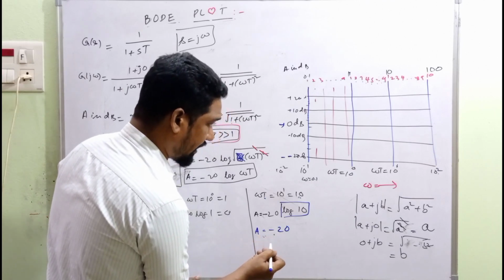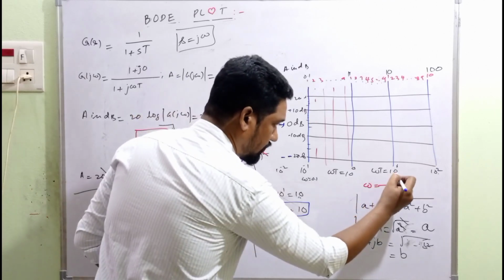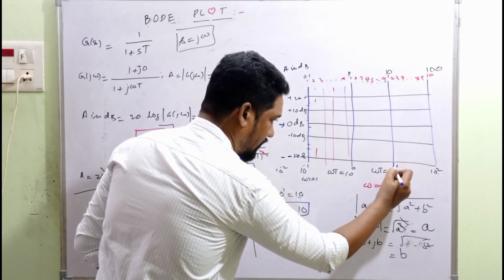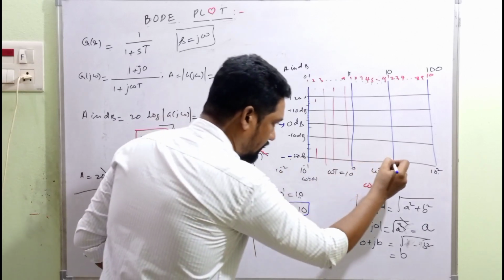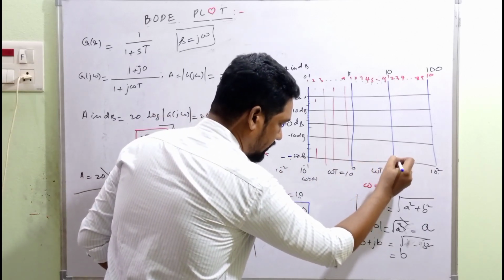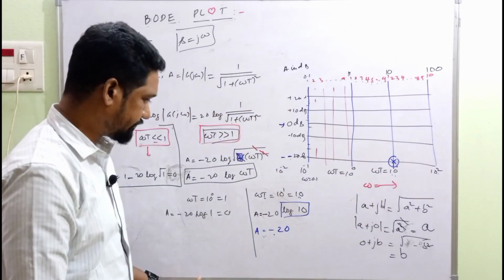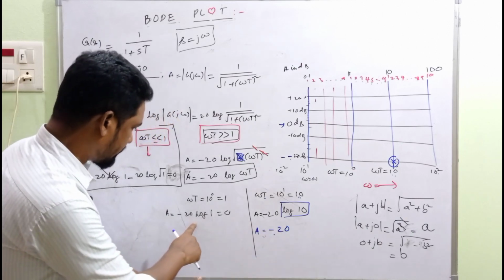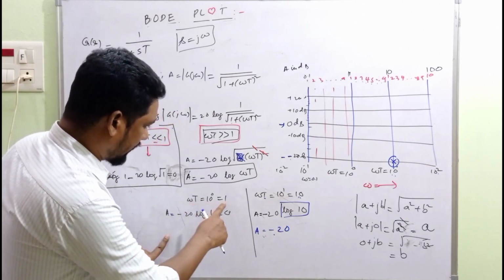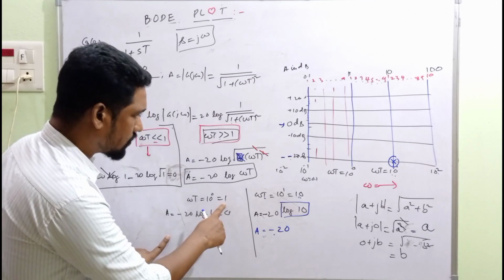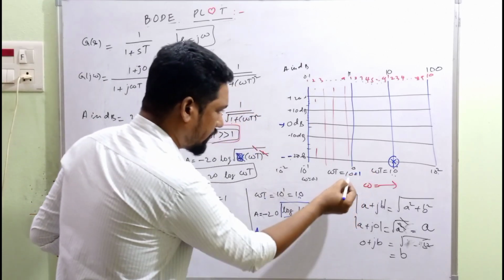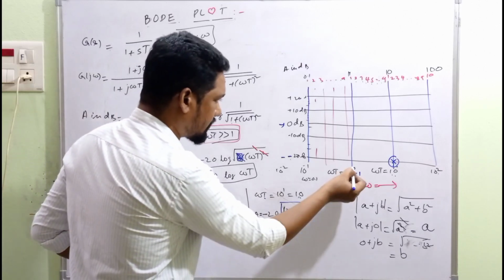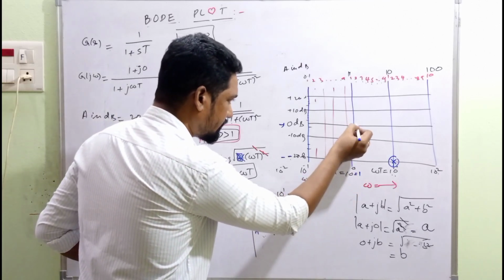How to mark that one? Here, at omega t equal to 10, at this frequency, the gain is minus 20 dB. Now mark this point, okay? And come back to omega t equal to 1. Where is omega t equal to 1? Here, this is 1, 10 raised to 0, that's 1. Omega t equal to 1, that's a 0 dB. Where is that 0? Here, this is the point, okay?